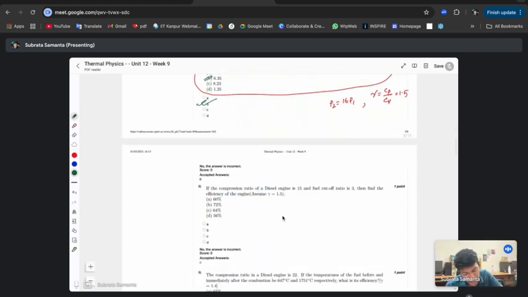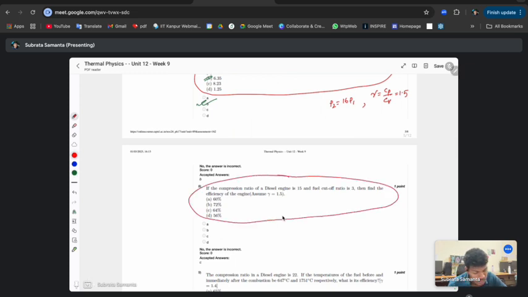So in problem number 8, the problem is: if the compression ratio of a diesel engine is 15 and the fuel cut-off ratio is 3, then find the efficiency of the engine. So there is a fuel cut-off and it's a diesel engine. The Otto engine is kind of related to a diesel engine.